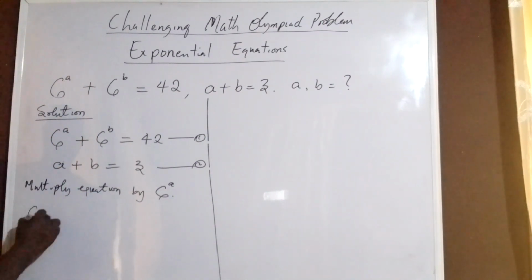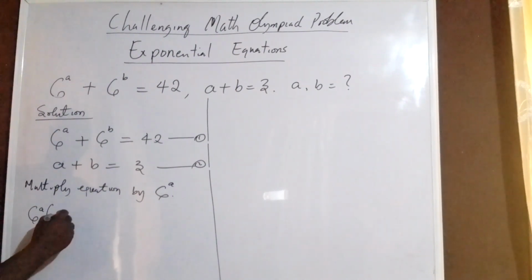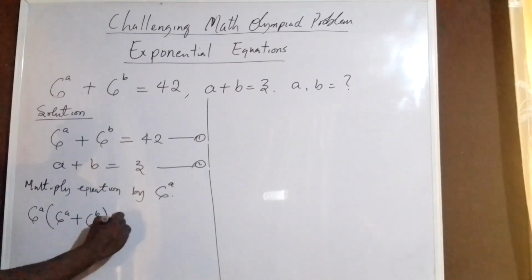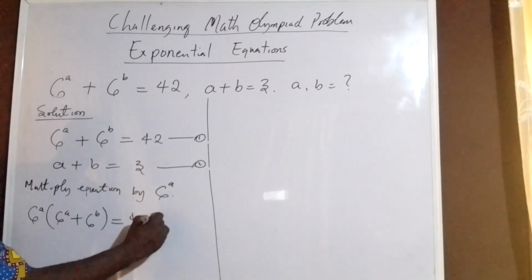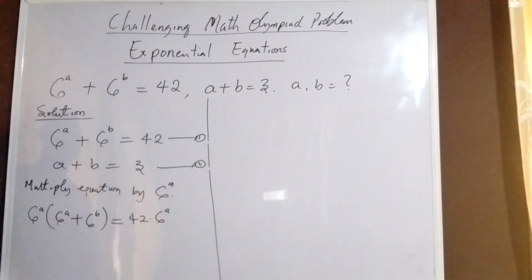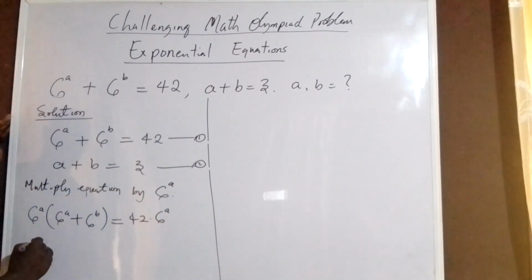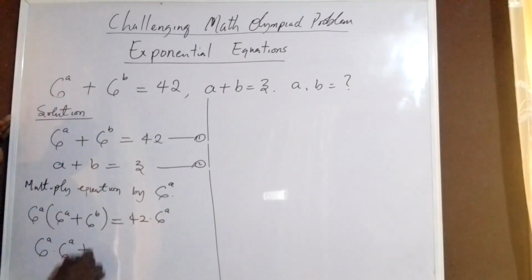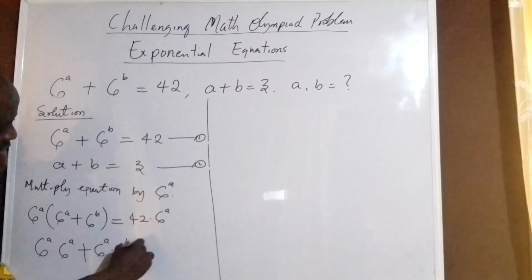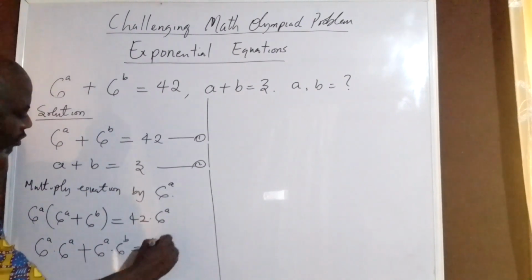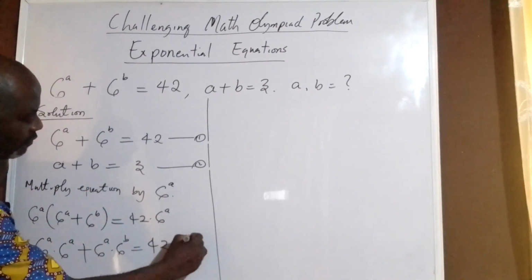So we have 6 to the power of A times 6 to the power of A plus 6 to the power of B equal to 42 times 6 to the power of A. Once that is done, on the left we open up the bracket to have 6 to the power of A times 6 to the power of A plus 6 to the power of A times 6 to the power of B equal to 42 times 6 to the power of A.